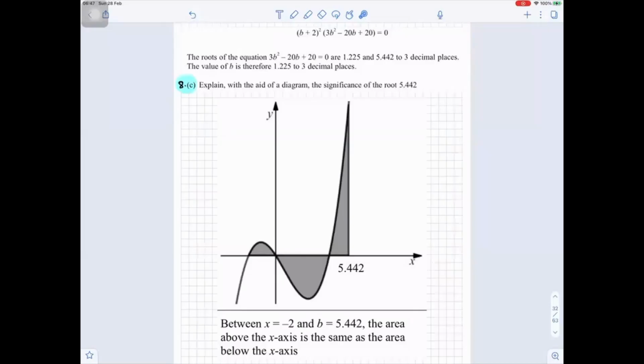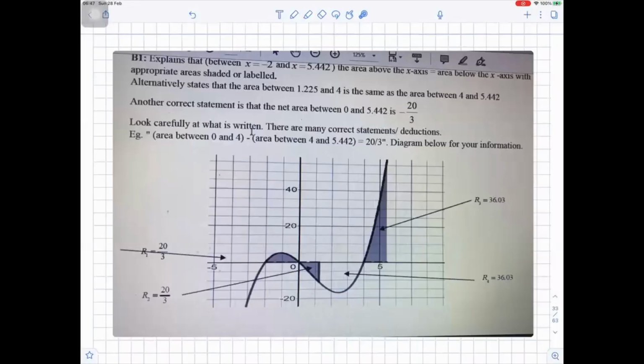Question 8c. Explain with the aid of a diagram the significance of the root 5.442. So what's the significance of 5.442? Between x equals minus 2 and b equals 5.442, the area above the x-axis is the same as the area below the x-axis. So that is what you want to say: the area above the x-axis is the same as the area below the x-axis.